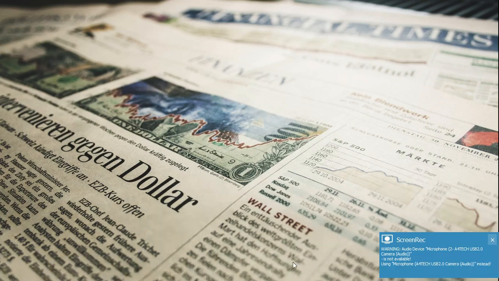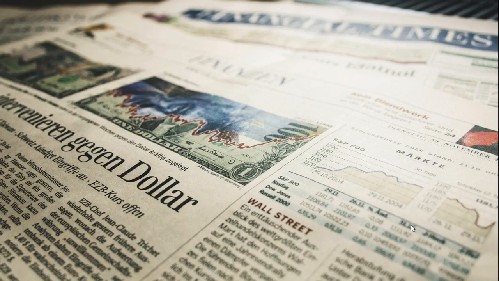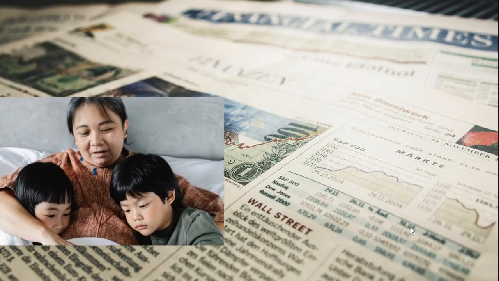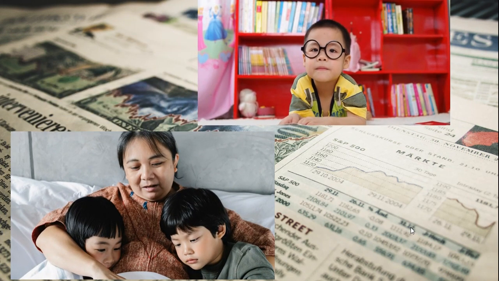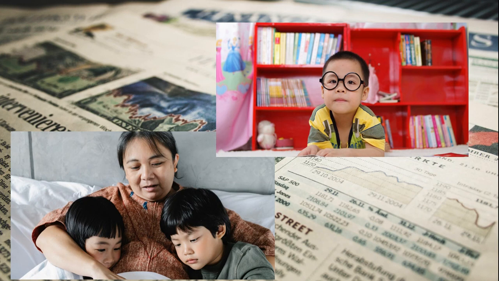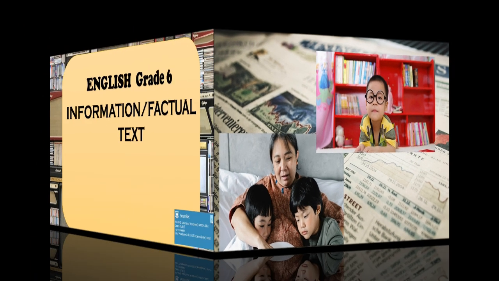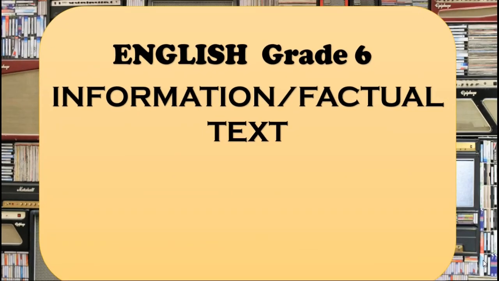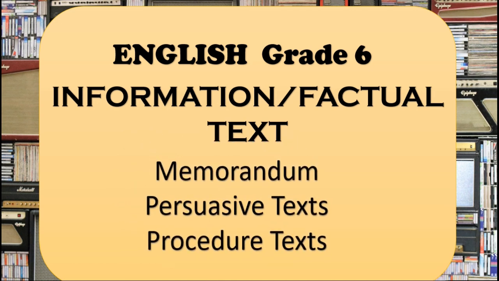From the moment we wake up till the time we close our eyes to sleep, we encounter texts posted everywhere. How do we distinguish one from another? Good day, learners! Welcome to another episode of English for Grade 6. Today, we will talk about the different types of information or factual texts.